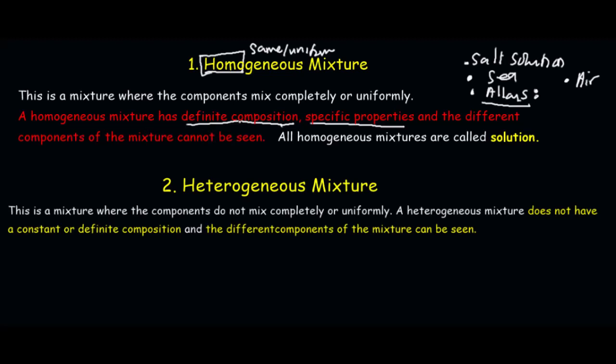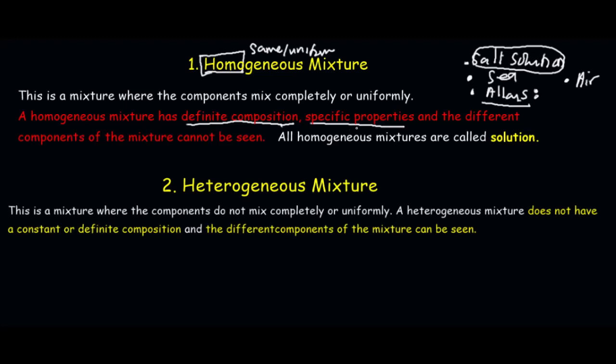Now, definite composition simply means that, for example, let's take a salt solution. If you fetch any part of the salt solution, you realize that it contains salt. So if the salt is too much in the water, any part of the solution that you fetch will be salty. And so it means that the composition is fixed. Any part of the solution has the same composition.